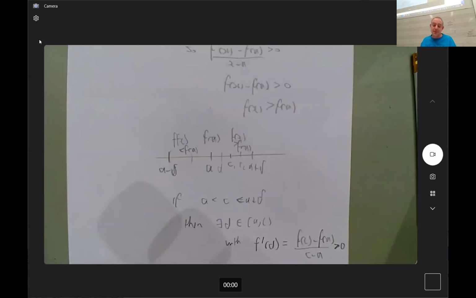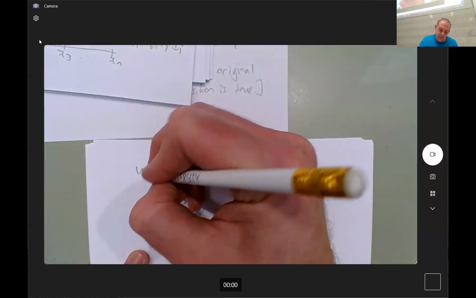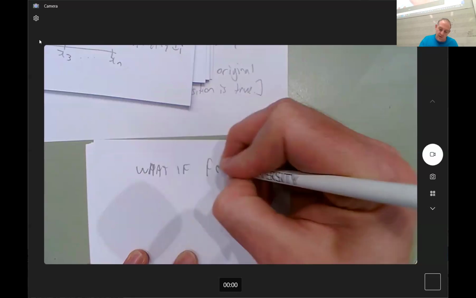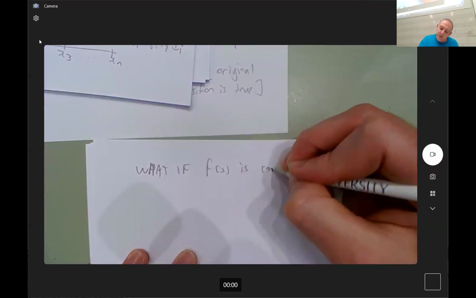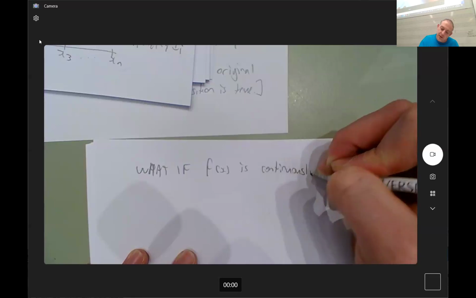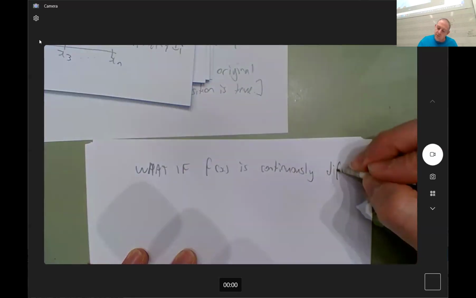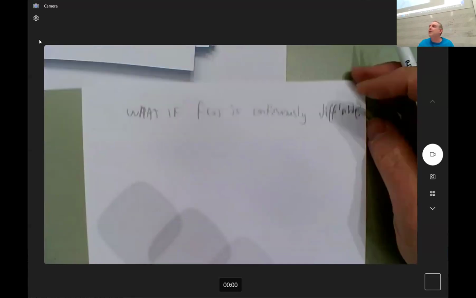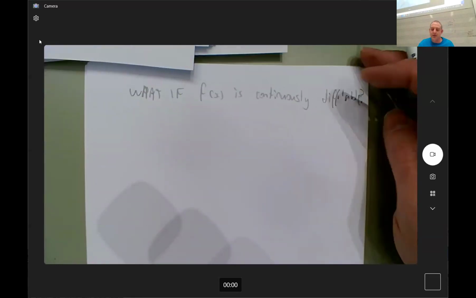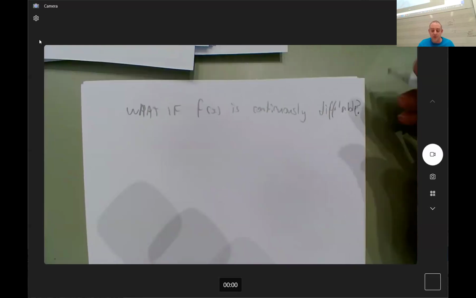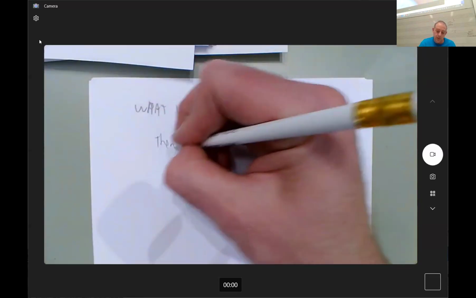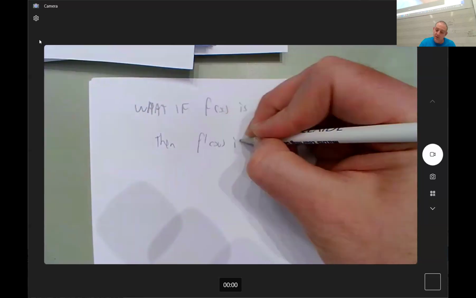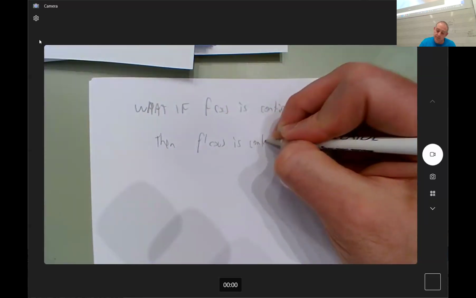Okay. That's fine. I have one more. I just want to adjust the question. What if f of x is continuously differentiable? Can I do the proof then? I'm going to wonder about that. So if f of x is continuously differentiable, then f dashed x is continuous.